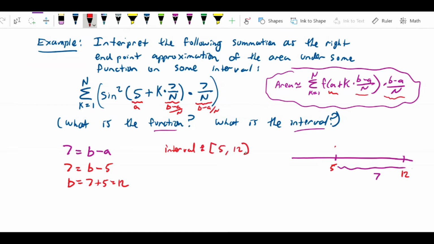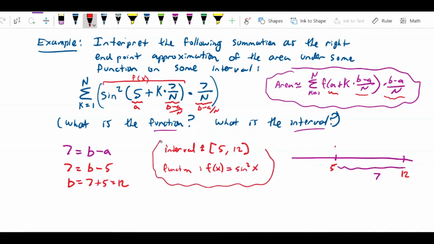Now, what's the function? We see that the f in the formula wraps a plus k times b minus a over n. So this is really going to be f of x. It's the sine squared function, because that's the thing that we're plugging a plus k times b minus a over n into. So that means the function is f of x equals sine squared of x.